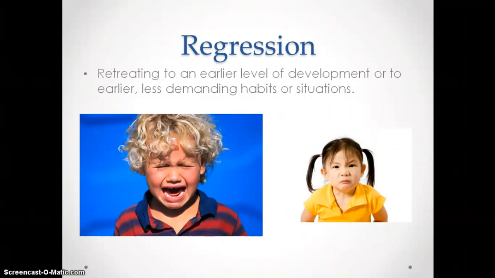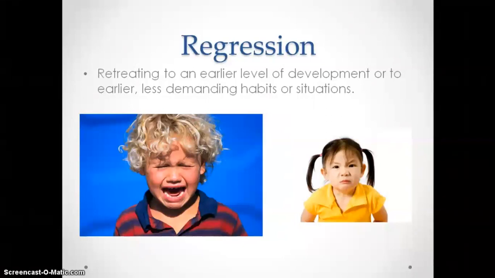The next defense mechanism here is regression. And I've seen this sometimes, and I hear about it happening even more than that. So regression is whenever you get into a situation, maybe you don't know how to deal with it, but instead of acting and dealing with it as the actual age that you are, you retreat to an earlier level of development or to maybe an easier form of yourself.